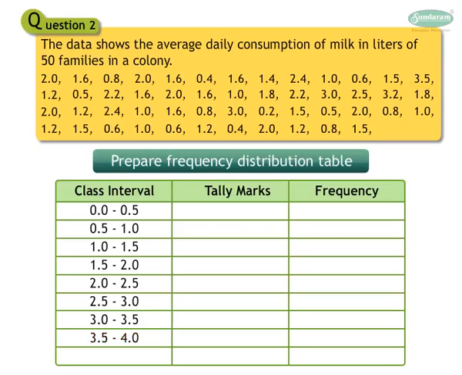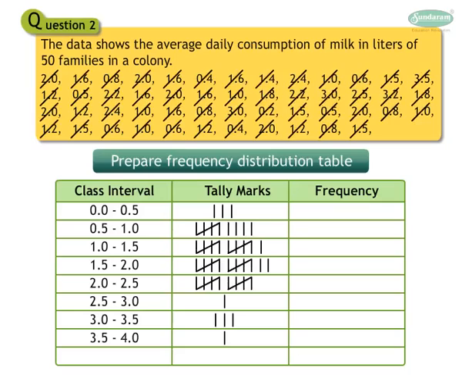Step 3. Now put tally marks against class interval in which the scores fall. We begin with 2.0 and put a tally mark against class interval 2.0 to 2.5. We will complete putting tally marks against the class intervals. Then we calculate the frequency.